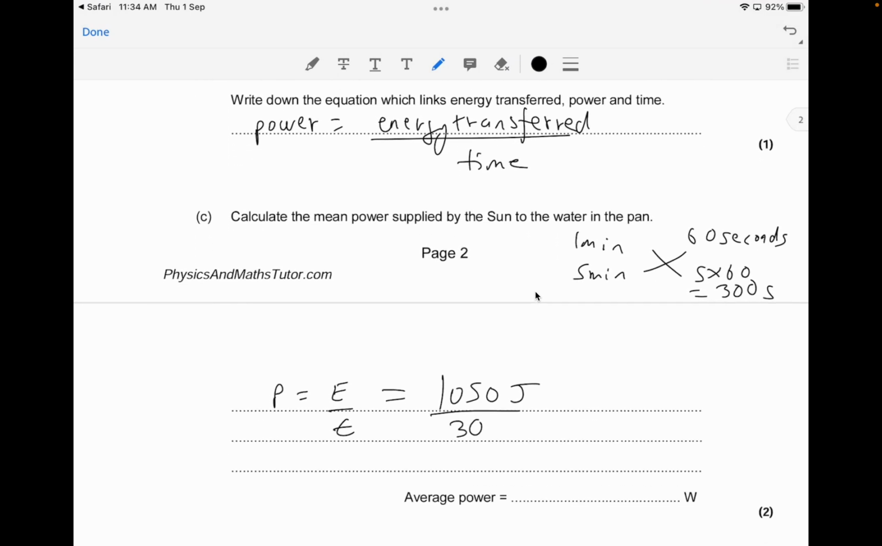So you're going to have 300 seconds, and it's going to be divided by that. So you're going to have 1050 divided by 300 to give you a value of about 3.5 watts. That's going to be your answer for about 2 marks. So you're going to have 3.5 watts. Alright, let's move on to the next question.